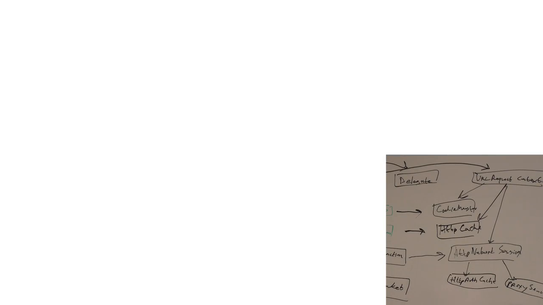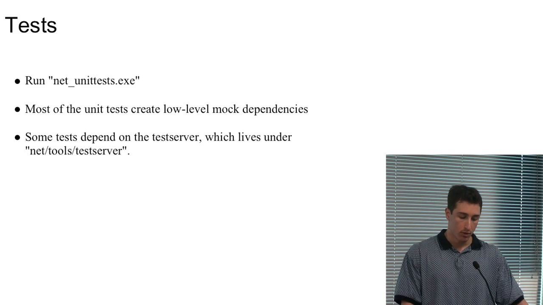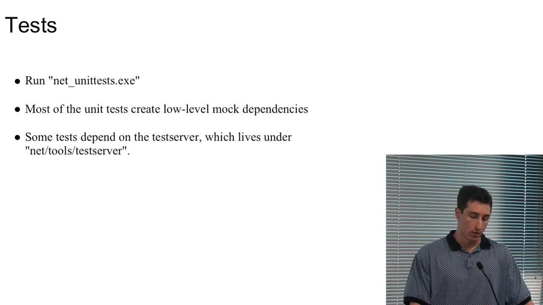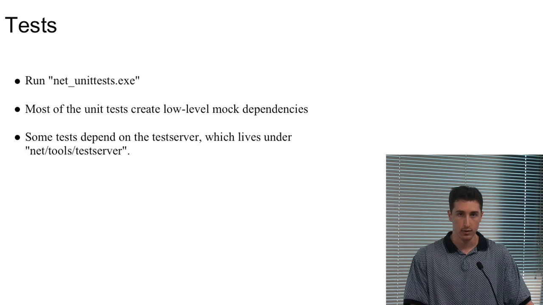Lastly, I was going to talk a little bit about the tests. If you're going to be working in the network stack and you make modifications, you obviously want to add unit tests. To run the unit tests, you just use the net unit tests target. Most of the tests use mock dependencies, like at the socket level or mock proxy services. There are some exceptions. As Wan-Teh mentioned, we also have the test server, which is a Python application where you can create custom responses or handlers for special tests. So that's also an option.